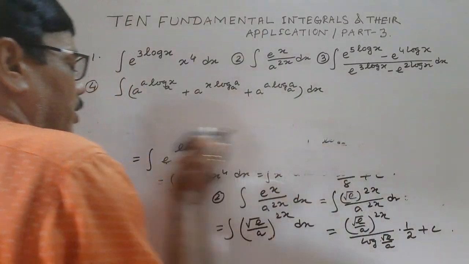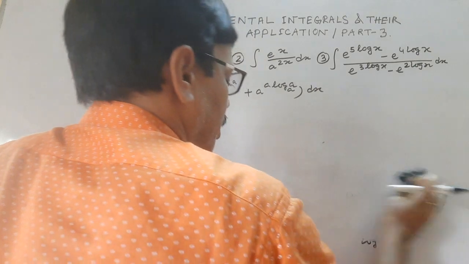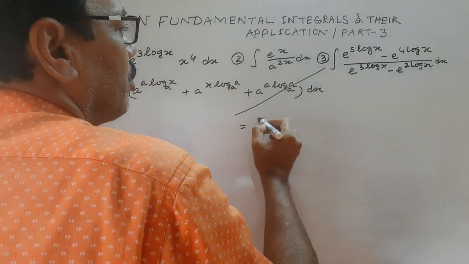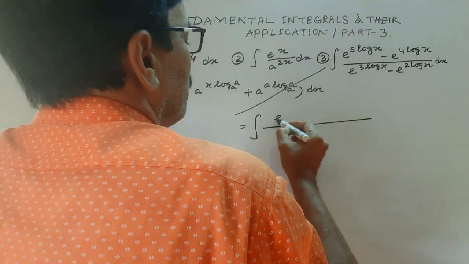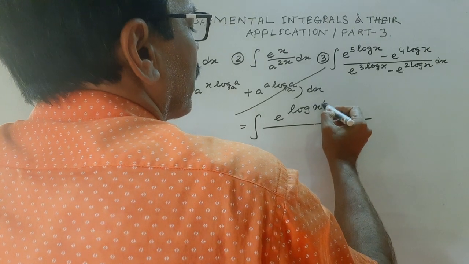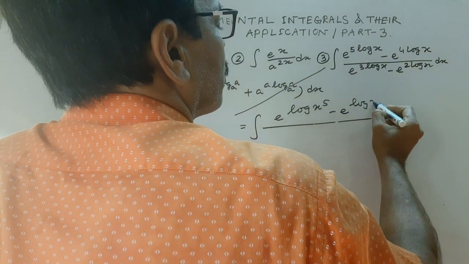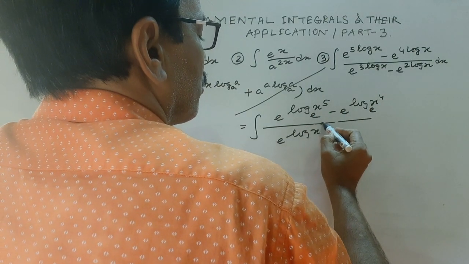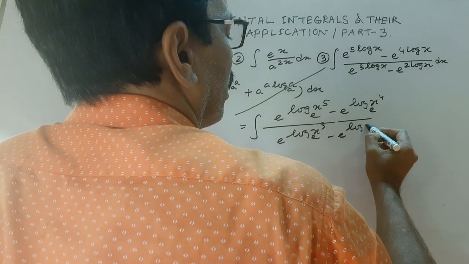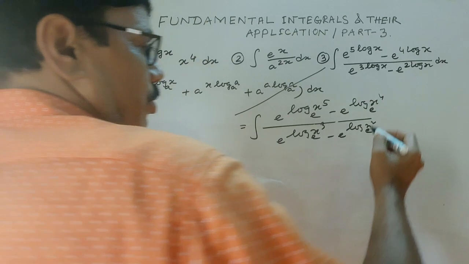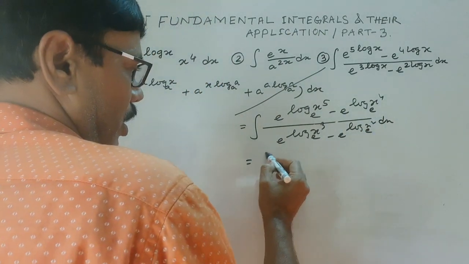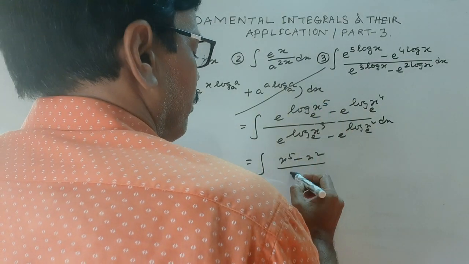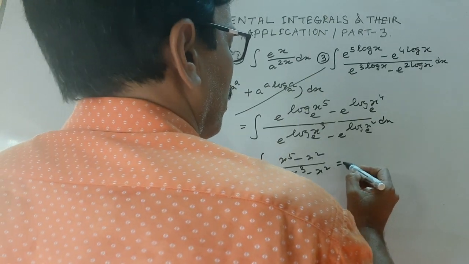Now problem number 3. So all are 1 mark problems. Now we have already solved this type of problem. So e to the power log x to the power 5 minus e to the power log x to the power 4, over e to the power log x cube minus e to the power log x square, dx. So in simplified form e is the same. This is x5 minus x4 over x cube minus x square.